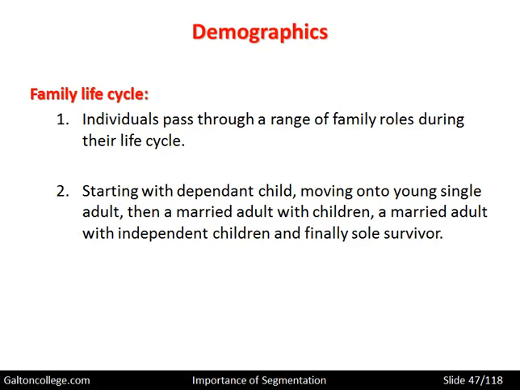So it starts with the dependent child moving into young single adult, then a married adult with children, then a married adult with independent children, and finally a sole survivor. Eventually there'll only be one person left. The person's husband or wife will die, and their brothers and sisters will die, and so on, and there'll be one person left. So this whole family life cycle will be enacted. This is what people go through, and the marketing organization will be looking keenly to look for opportunities to develop products which will match requirements as that life cycle works its way through.